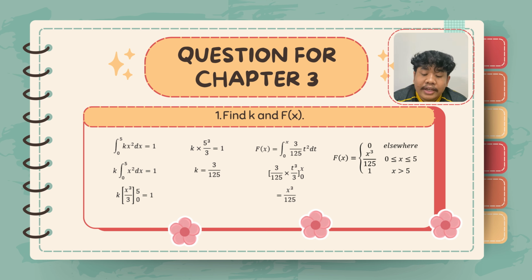We use the interval from 0 to x of 3 over 125 t squared dt. First we integrate t squared, and we get 3 over 125 times t to the power of 3 over 3. Then we substitute x into the expression, and the final answer is x to the power of 3 over 125. So F(x) equals 0 elsewhere, x to the power of 3 over 125 for 0 less than or equal to x less than or equal to 5, and 1 for x greater than 5.